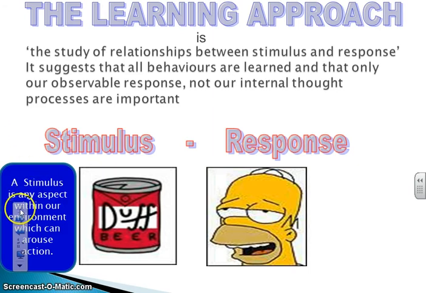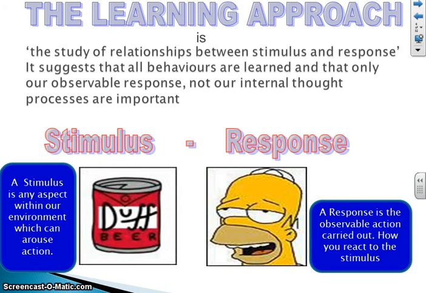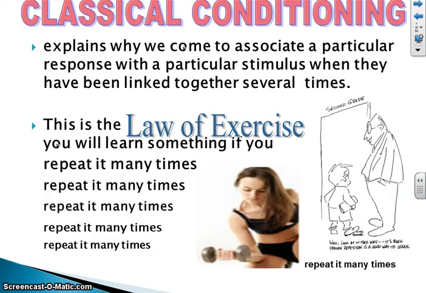So a stimulus is any aspect of our environment we can interact with, and sorry, I'm just moving this out of the way, and the response would vary depending on what is going on, but it's the observable action that is being carried out and seen. We also operate via the law of effect. Basically, if we repeat a stimulus so many times, we associate them together. So if we do two things at the same time, we associate the two of them together, and we will expect the other one to come as well. This is called the law of exercise.